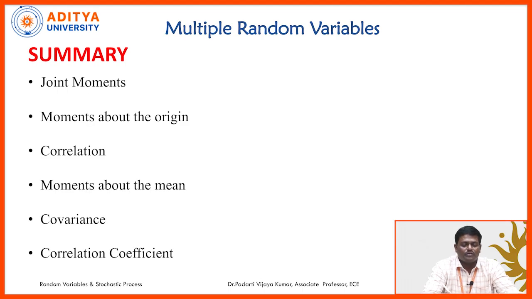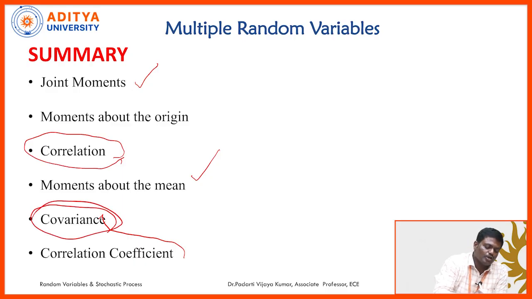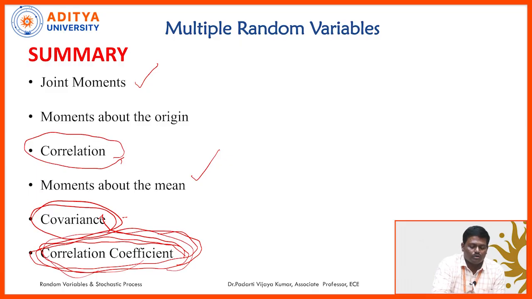So, in this session what we have seen is the operations on random variables, joint moments and moments about the mean. In joint moments, one significant observation we made is correlation. In moments about the mean, one significant observation we made is covariance. And the correlation coefficient relates to the covariance. Based on the correlation coefficient, we can measure the strength of correlation between the two random variables.